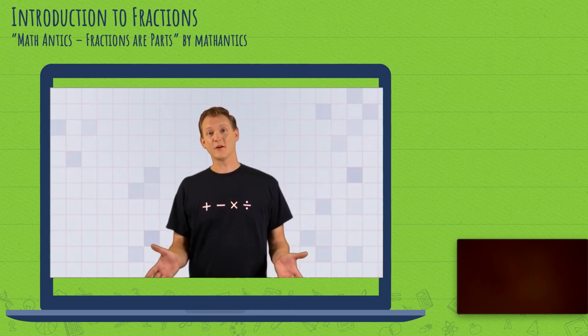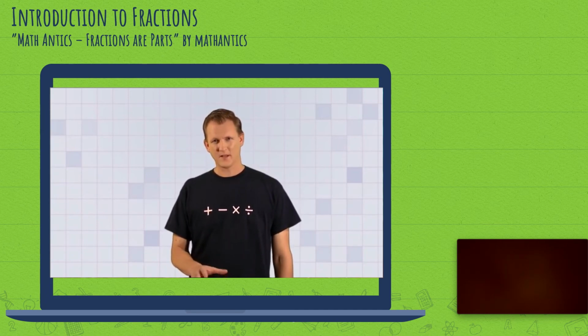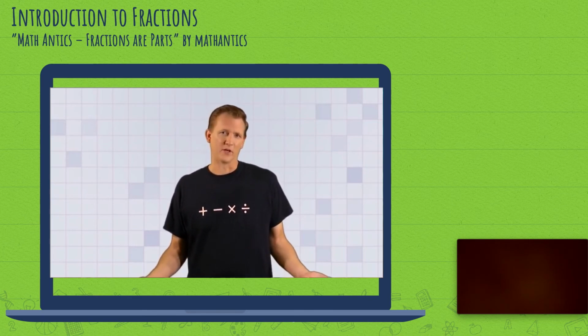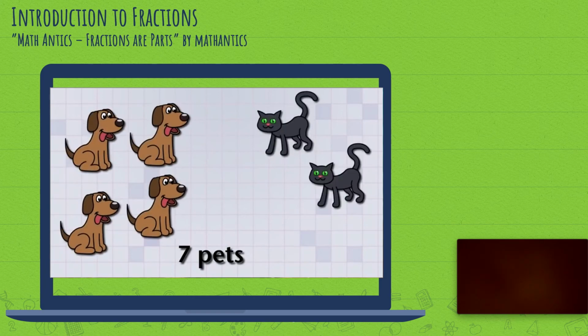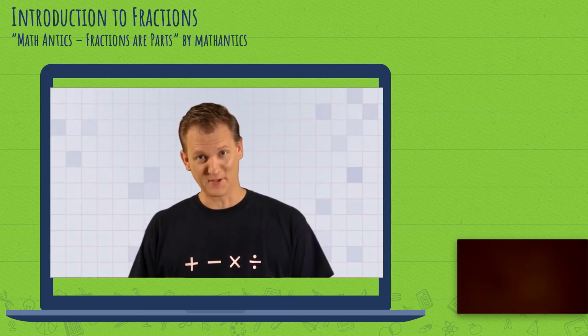All right, so you can see how fractions can be used to represent parts of objects like circles and rectangles, but fractions can be used for more than that. They can be used to represent parts of anything, like pets, for example. Let's say you have 7 pets: 4 dogs, 2 cats, and a big fat hamster. Well, that means that 4 over 7, or 4/7 of your pets are dogs, and 2 over 7, or 2/7 of your pets are cats, and 1 over 7, or 1/7 of your pets are hamsters. It also means that your house probably smells like a pet store.